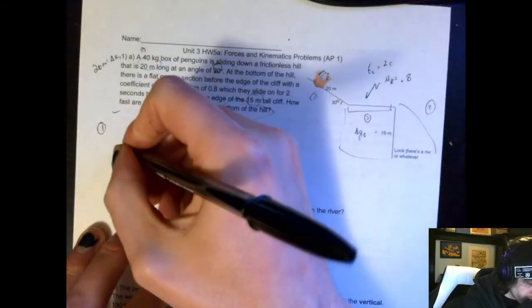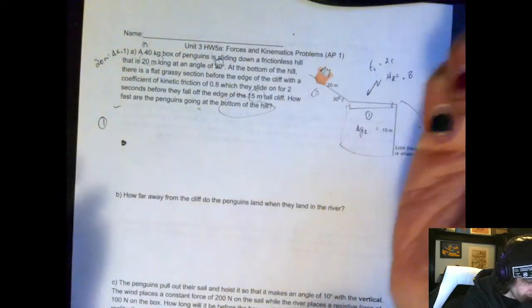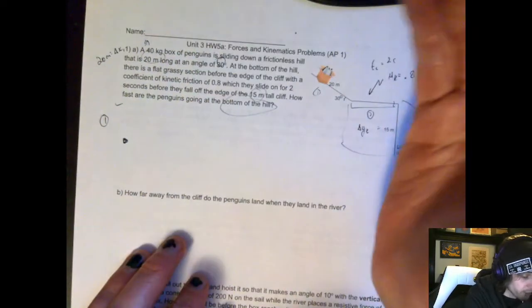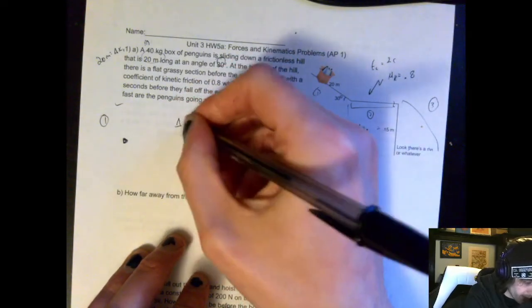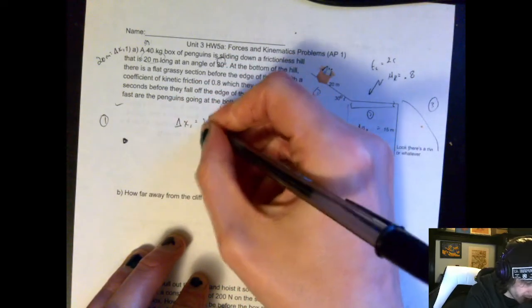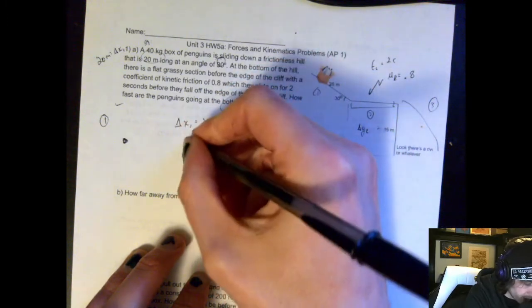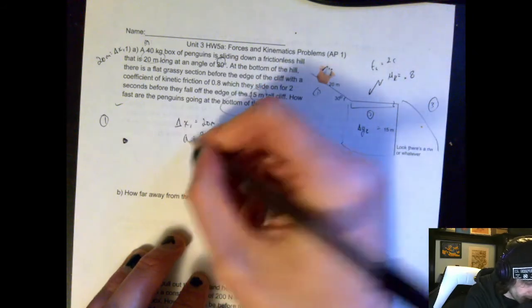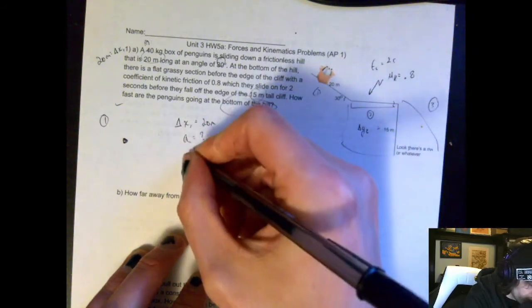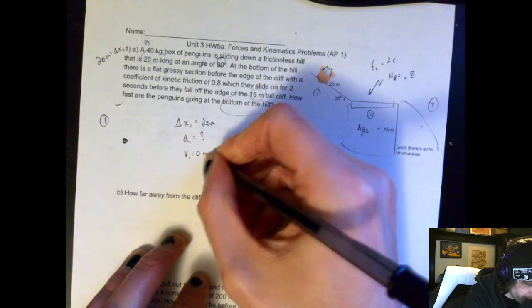So if we think about our penguins, we don't know an acceleration. If we're trying to figure out speeds, the only real way we know to do that so far is with kinematics equations. So if we set up our variables, we've got our displacement for our first section is 20 meters. We've got that our acceleration we don't know, and this would be parallel to the hill. We know that our initial velocity is 0 because they begin from rest.